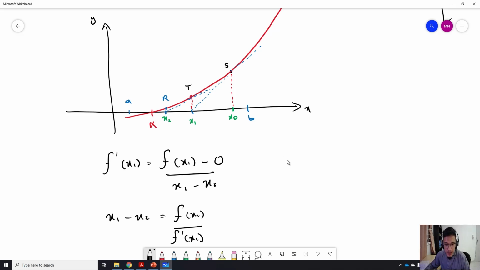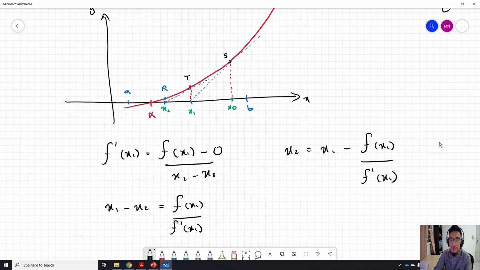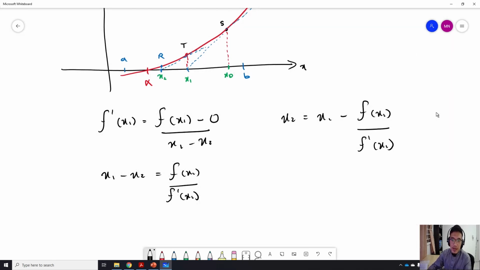So the value of x2 will be equal to x1 minus f(x1) over f prime (x1). Okay, so this is the value of x2. We can find the value of x2 by using this formula, just the same formula as we already learned just now. Okay, so in order to get a much better approximation of the value of alpha, we can create x3.